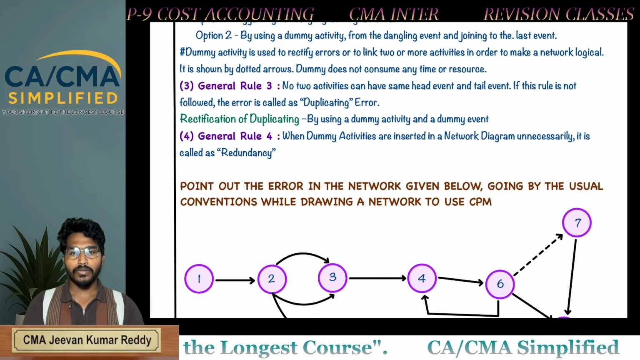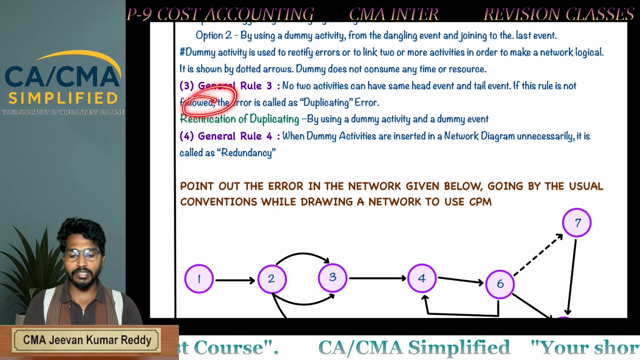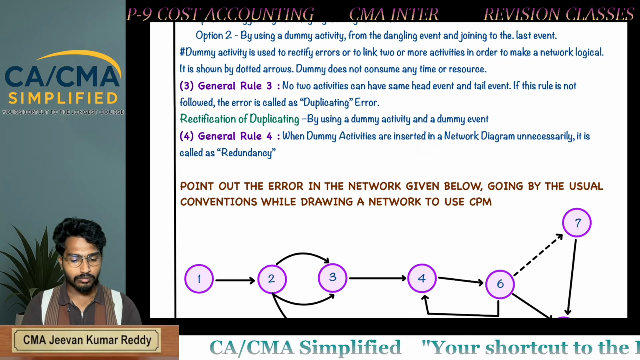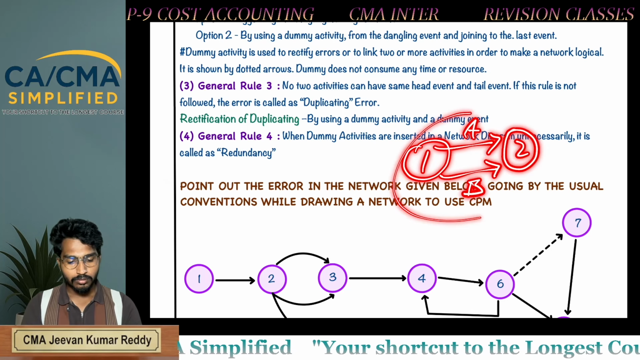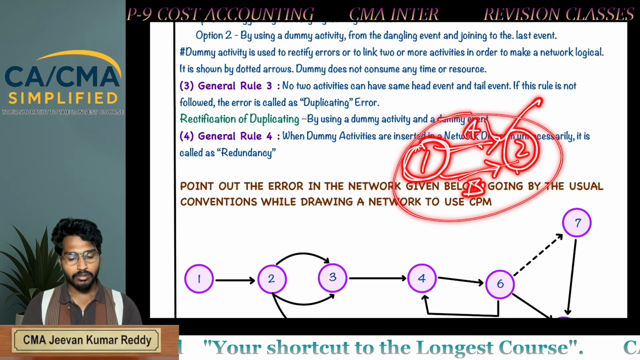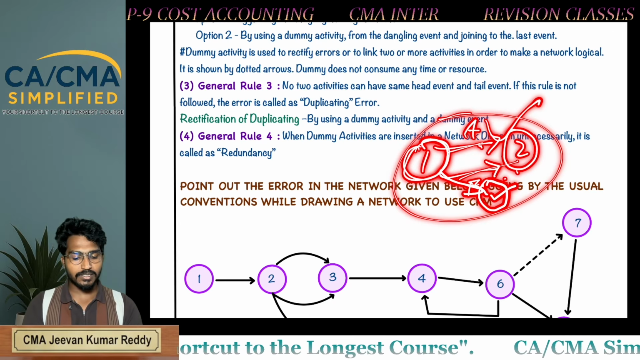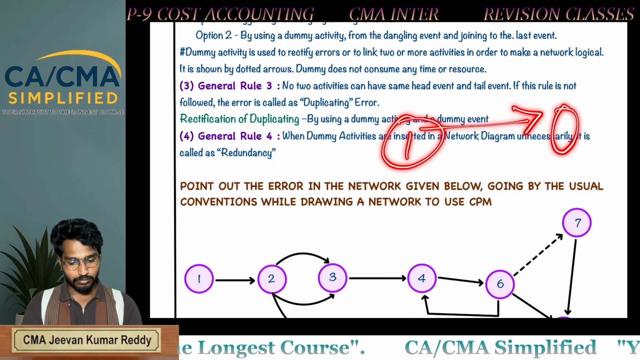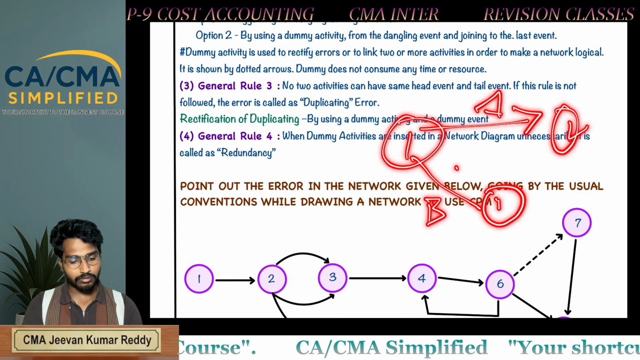Next, general rule 3. No two activities can have the same head event and same tail event. If this rule is not followed, then the error is called duplicating error, like this. You can't draw two activities like this, same tail event and same head event. So how to rectify it? Use one dummy event as well as dummy activity. So you can't draw directly like this. You have to go by this rule.